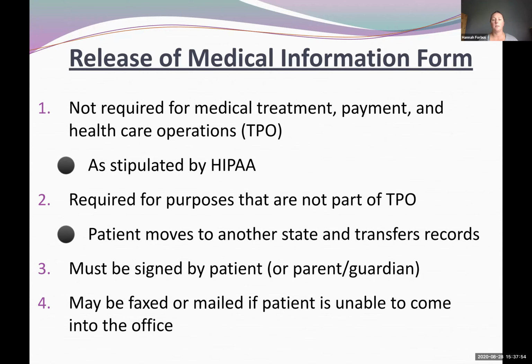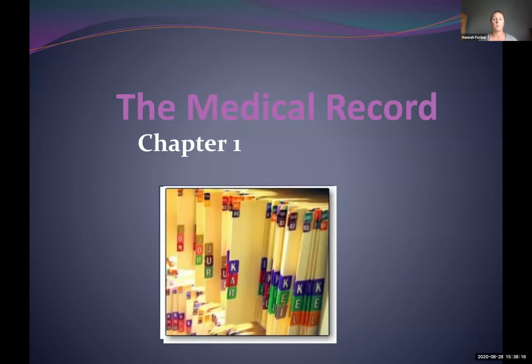they must sign a form, and they can mail it or fax it if they're unable to come into the office. And this has to be retained on file before the medical office can release the information, the PHI, to whoever the patient has authorized to receive it. Okay, that concludes lesson 1.1.